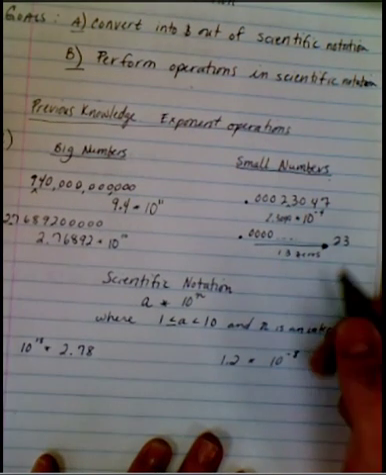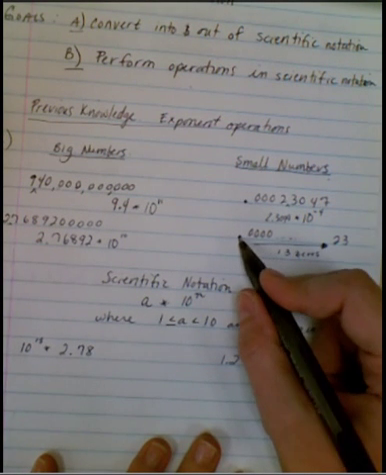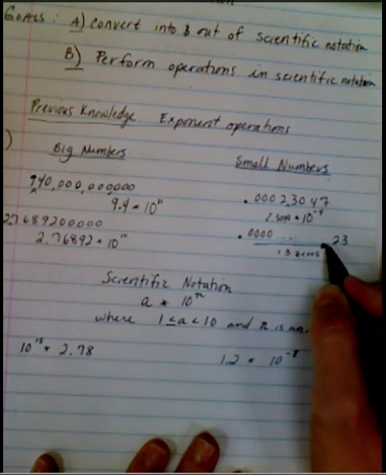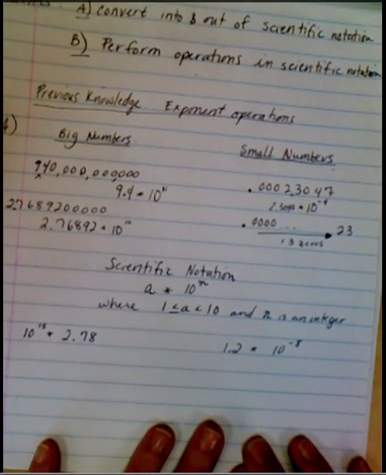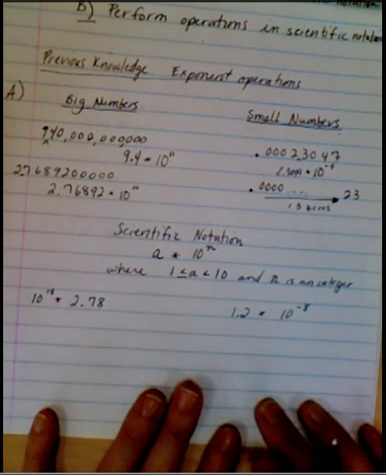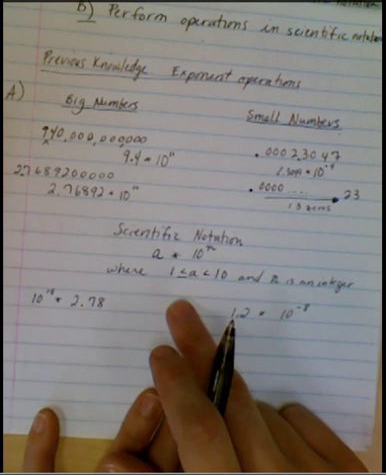Try to do this one on your own. If there's 13 zeros from the decimal place until you get to the 2, what would this one look like in scientific notation? Okay. Let's do the other way.